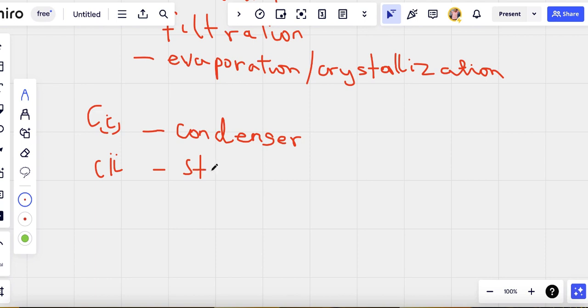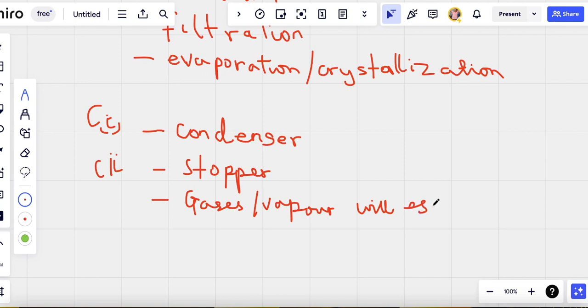And what is it used for? Why will it not work if the stopper is not there? Because the gas or vapor will escape. Gases or vapor will escape without the stopper.